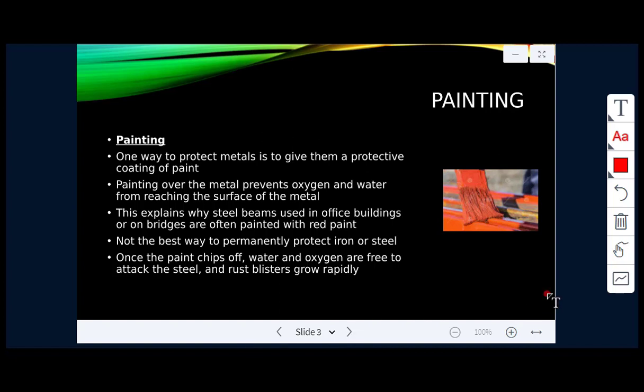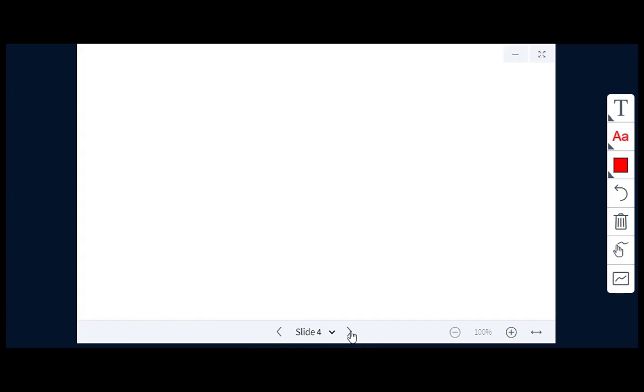So, painting. One way to protect metals is to give them a protective coating of paint. Painting over the metal prevents oxygen and water from reaching the surface of the metal. This explains why steel beams used in office buildings or on bridges are often painted with red paint. It's not the best way to permanently protect iron or steel because once the paint chips off, water and oxygen are free to attack the steel again, and then rust blisters will grow very rapidly. So painting is one method, but it's not the best way.